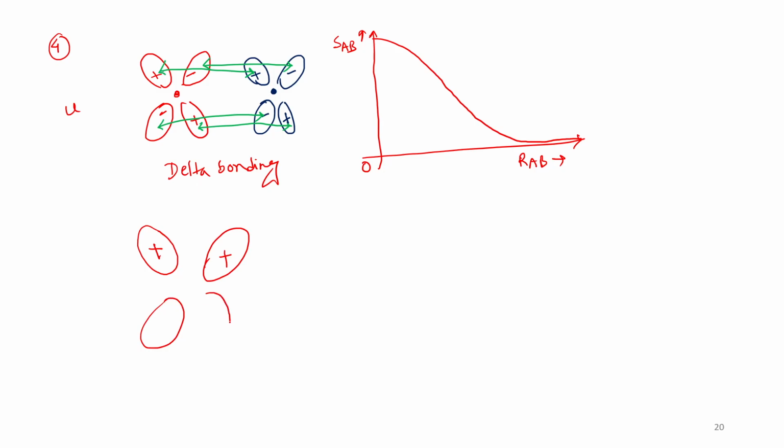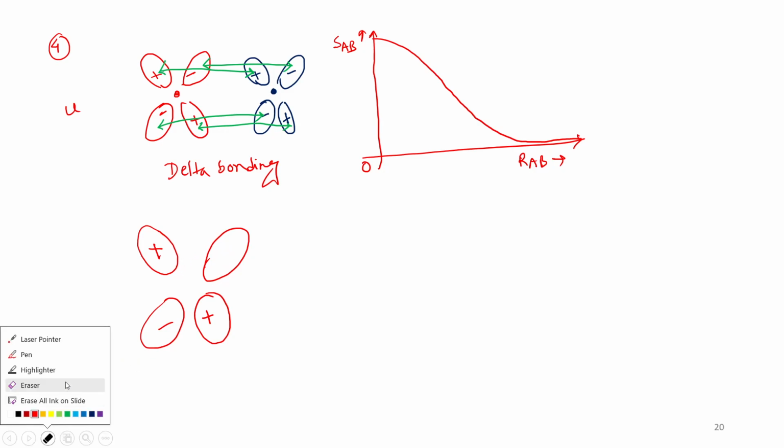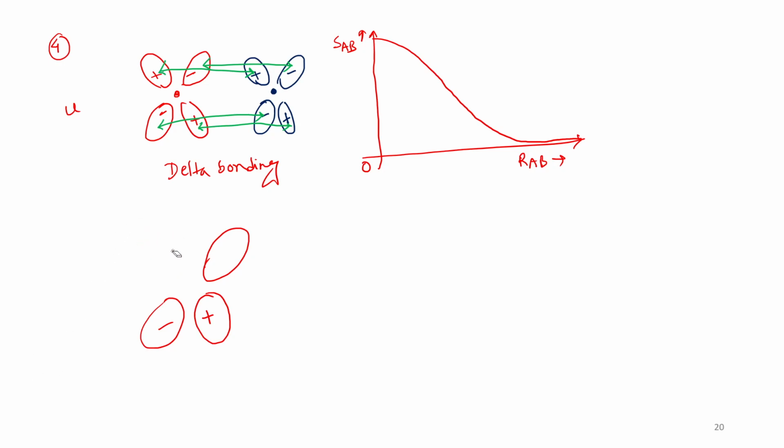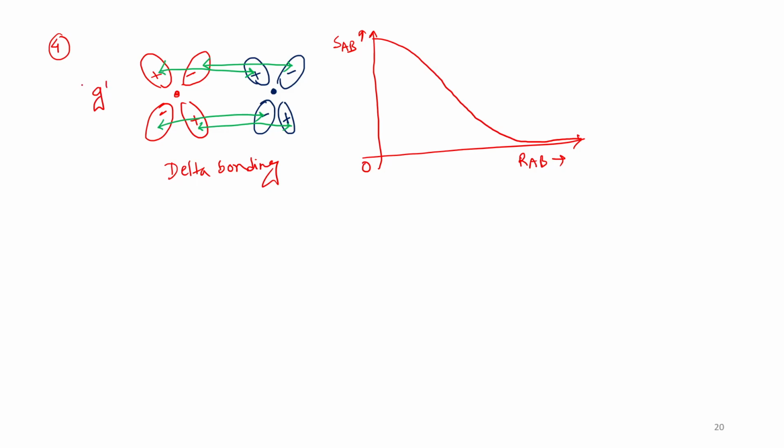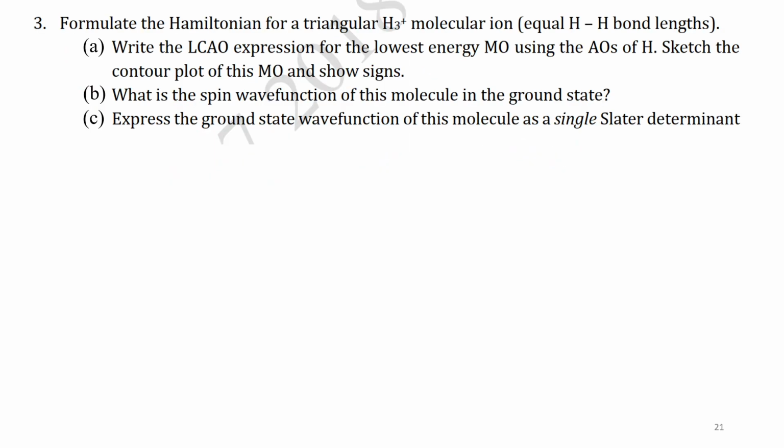I can't do justice by the drawing. I should erase, it looks bad. I hope you got the idea of how the pi molecular orbital is going to be. It is going to be of gerade symmetry, right? Because plus to minus to plus, and there is also a heterosymmetric molecular orbital. Okay. With that, we'll go to the next question.